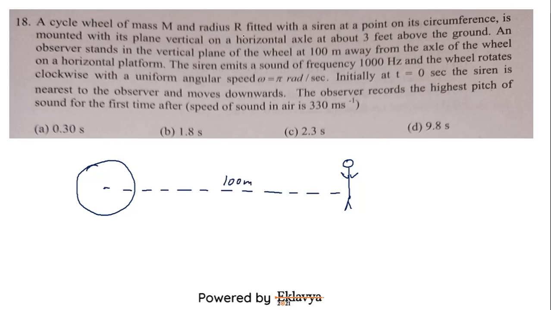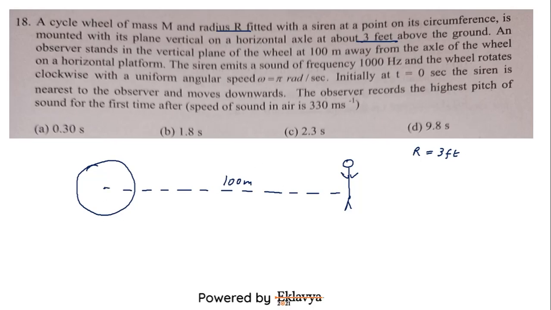Now the radius of the wheel has not been explicitly given in this question, but the question says that the axle is about 3 feet above the ground. So we can assume that the radius is about 3 feet. 1 foot is about 30 centimeter, so 3 feet would be about something close to 91 centimeter. So it is less than 1 meter. So this radius is less than 1 meter and the distance is 100 meter.